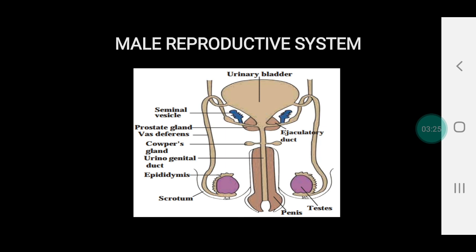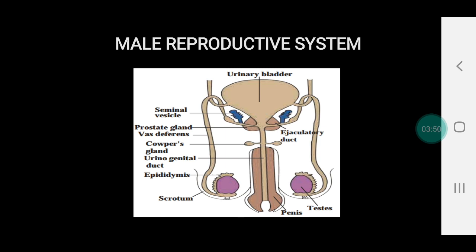So seminal vesicles secrete their secretion in the ejaculatory duct, whereas the prostate gland and Cowper's gland secrete their secretion in the urinogenital tract. And how is semen produced? It is the combination of sperms plus the secretions of all these glands.